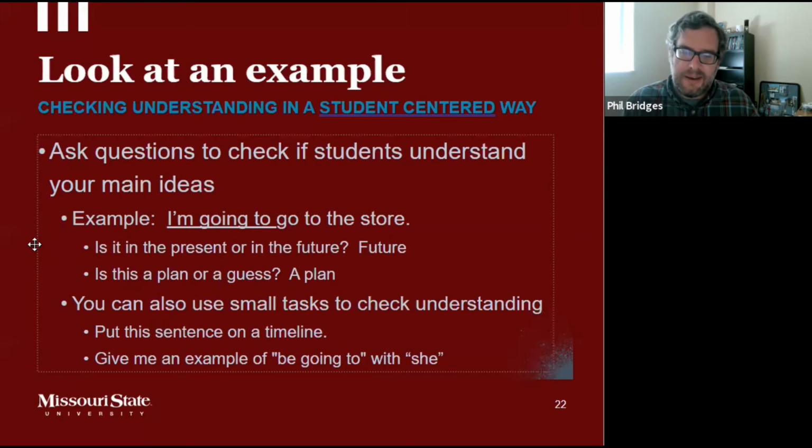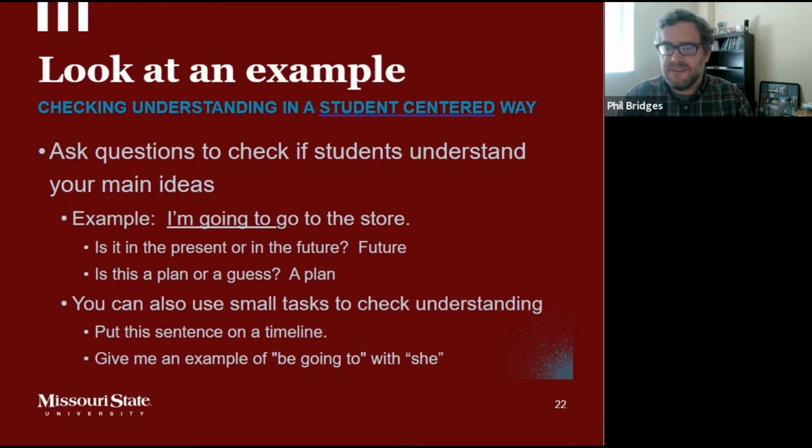So for example, I could ask, okay, look at this sentence. When I go, is that now or is it in the future? They would need to say, oh, it's in the future. If they say it's now, then maybe they're confusing be going to for the future with present progressive.